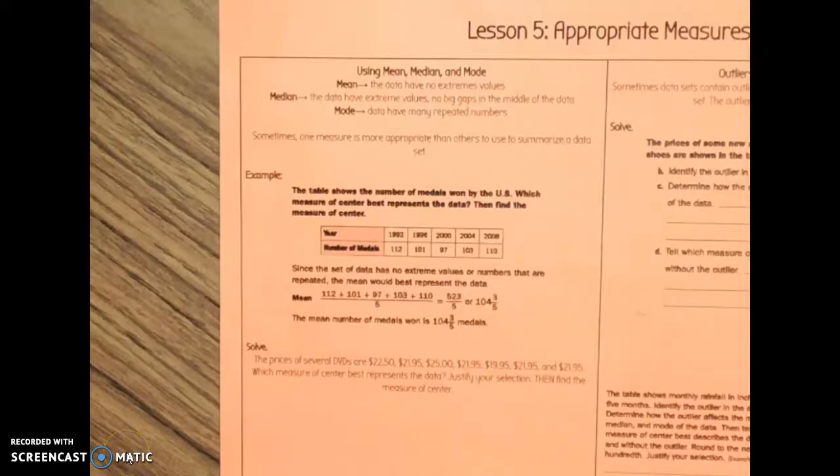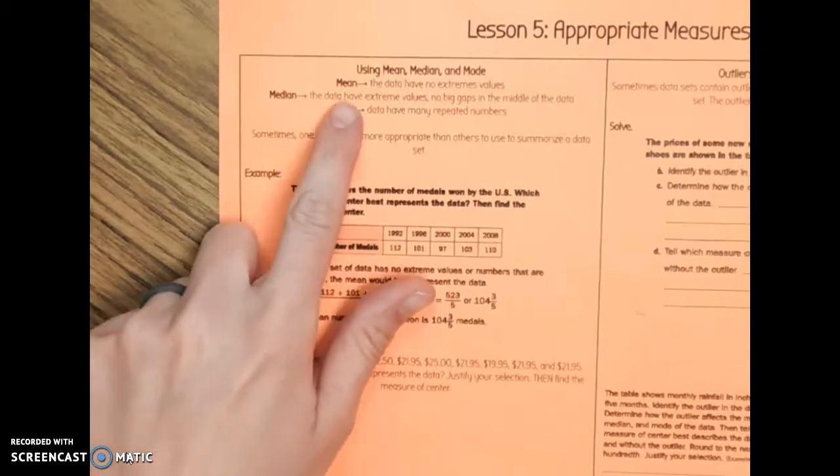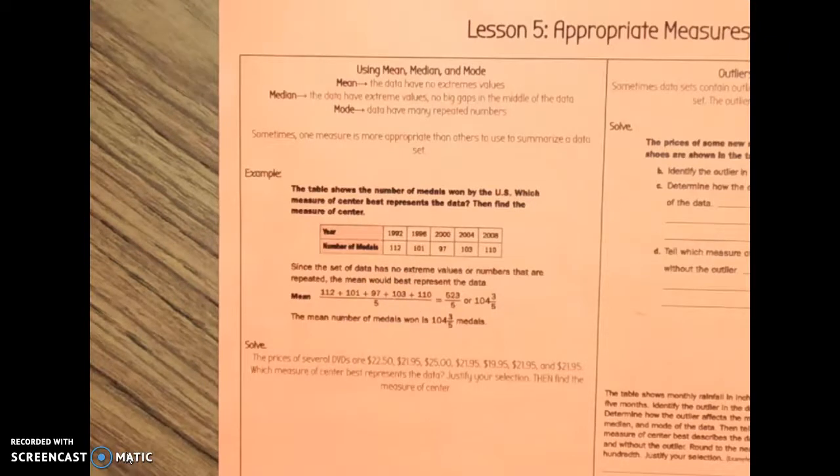Okay, this is the last lesson of chapter 11. It's called Appropriate Measures. What this means is that we're going to pick which measure is appropriate for what data. So if we look here, it says using mean, median, and mode.